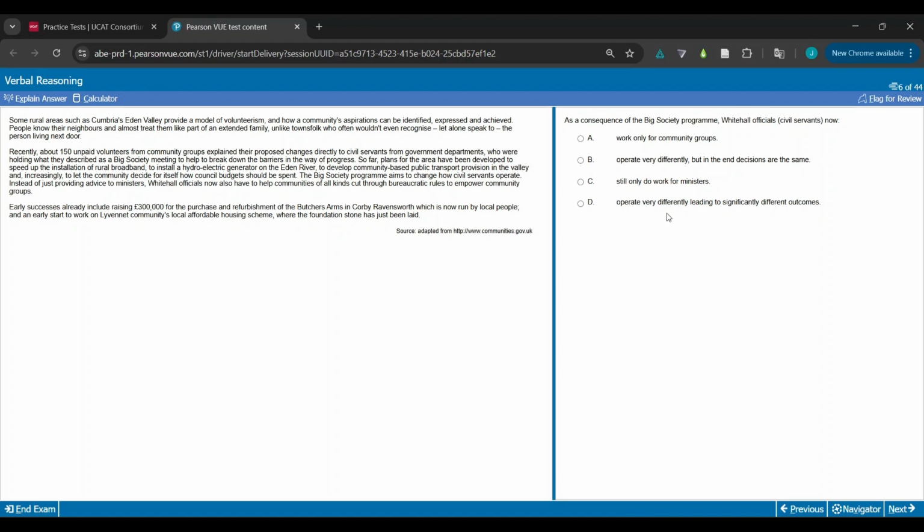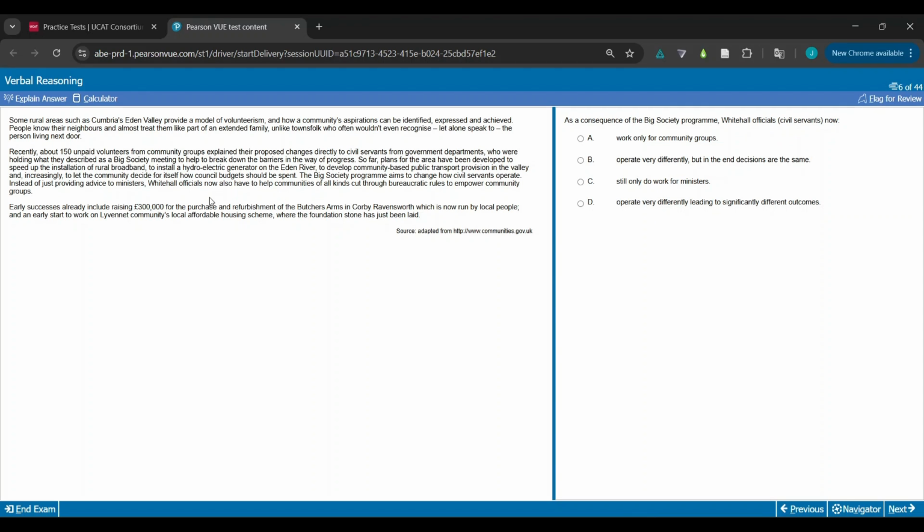So basically, I'm going to focus on B and D, and I'm going to read from here because I remember reading so far, I don't recall anything about Big Society or Whitehall. Recently, about 150 unpaid volunteers from community groups explained their proposed changes directly to civil servants from government departments, who are holding what they described as a big society meeting to help break down the barriers in the way of progress. So far, plans for the area have been developed to speed up the installation of rural broadband, to install a hydroelectric generator on the Eden River, to develop community-based public transport provision in the valley, and increasingly to let the community decide for itself how council budgets should be spent. The Big Society program aims to change how civil servants operate. Okay, so civil servants operate differently.